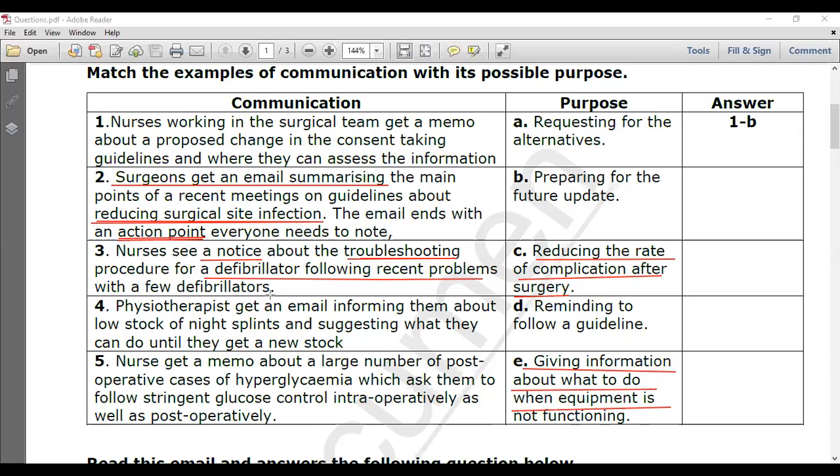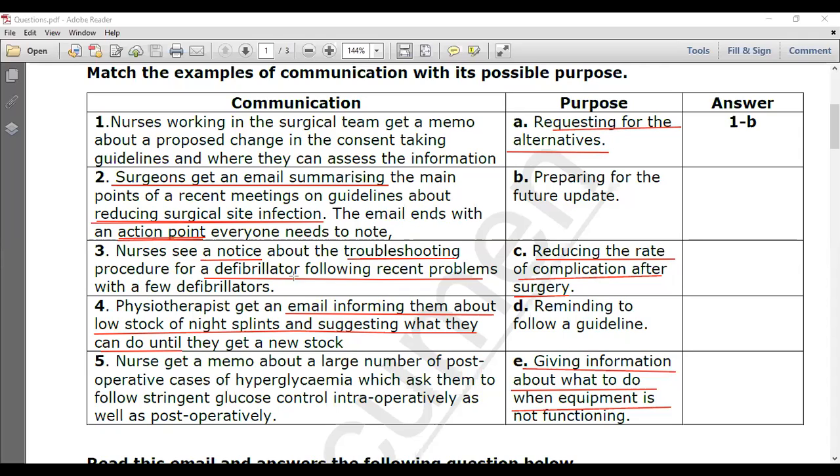Then physiotherapists get an email informing them about low stock of something, and it also gives them the way in which they can manage it, what they can do until the new stock comes in. So it deals with two aspects: informing about low stock, and it also gives advice on how to deal with it. So it is alternatives. Yeah, it's alternatives, requesting for the alternatives.